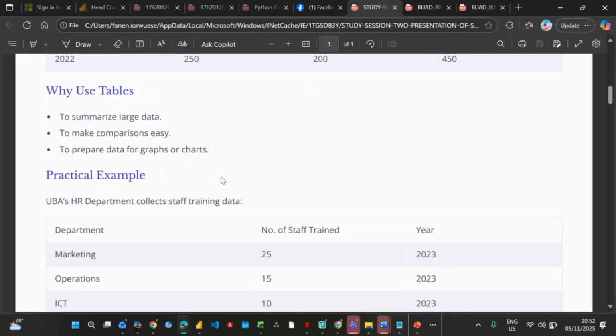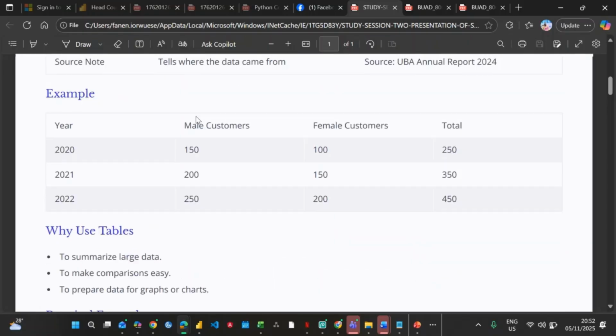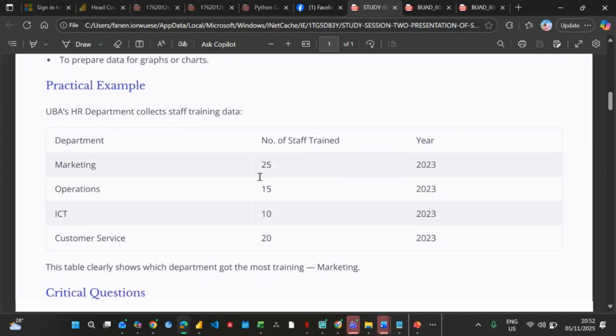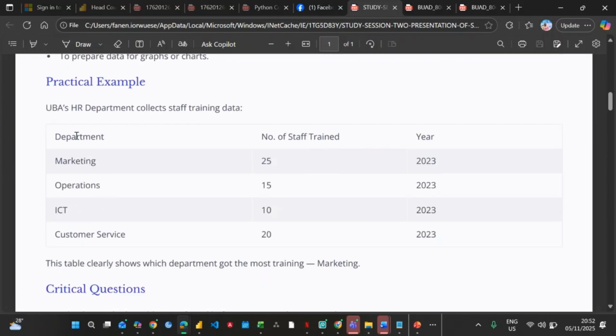Very simple. Everybody can see this and understand. Now, why do we use tables? We use tables to summarize a large amount of data, to make comparison easy and to prepare data for graphs. You understand? When the data is in a table like this, you can present that data in a graph or in a chart. Do you get? So the table is very important.